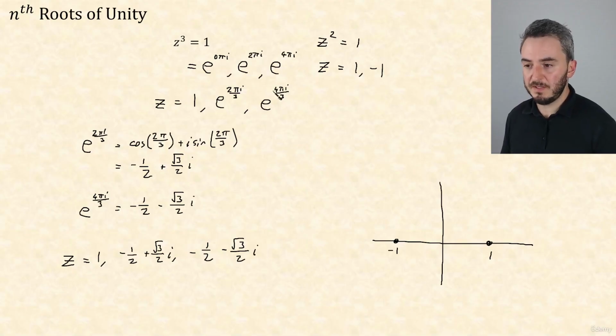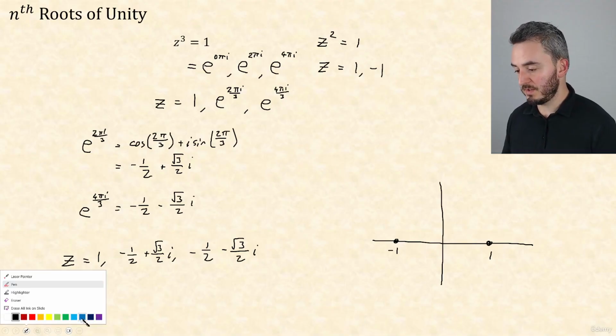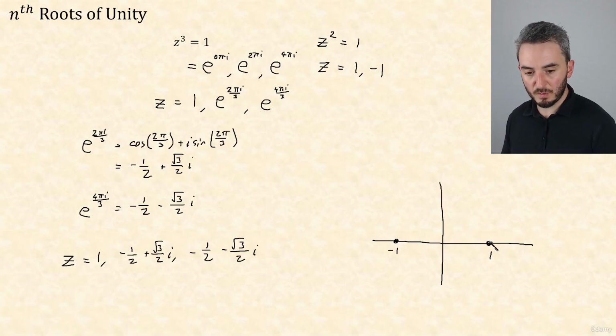And there are no more, because if you continued this further and took e to the 6 pi i, if you divided that by 3 at this stage, you'd get 6 pi i over 3, which is e to the 2 pi i, which is just 1 again. So it loops round. So there are precisely 2 square roots of 1, which happen to just be real numbers, 1 and minus 1, and there are precisely 3 cube roots of 1, which are not all real numbers. Now, where are they on the Argand diagram? Well, one of them is 1. One of them is minus a half plus root 3 over 2 i, which is about here.